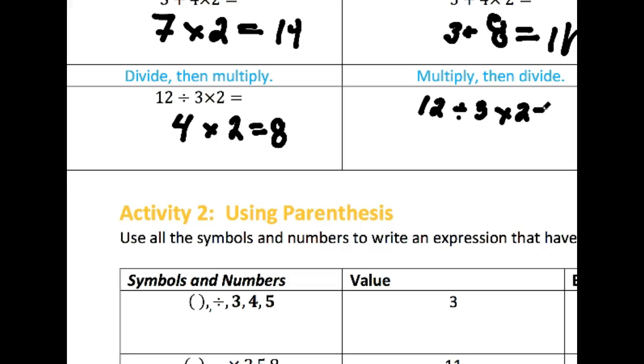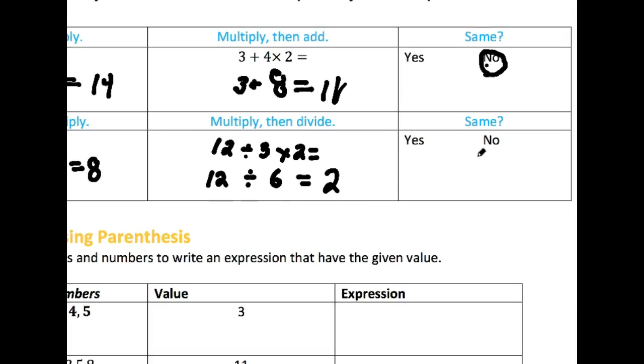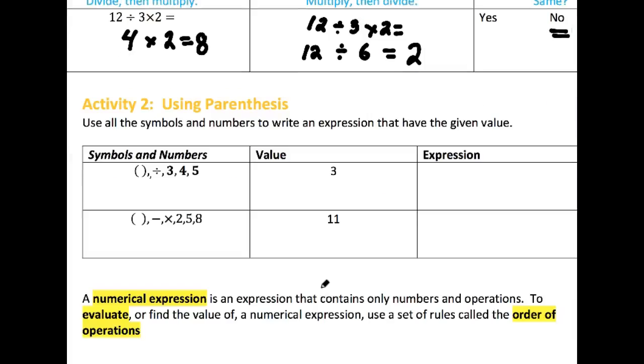And again, sorry about that pen. So this time we're going to multiply. So 3 times 2 is 6. And we're going to divide 6 into 12. So 12 divided by 6 now equals 2. So again, we have two different answers, 8 and 2. No, they're not the same. We're having trouble circling this, so I'm going to underline the no. So it appears so far, comparing different orders, when we do different operations first, we get different results.